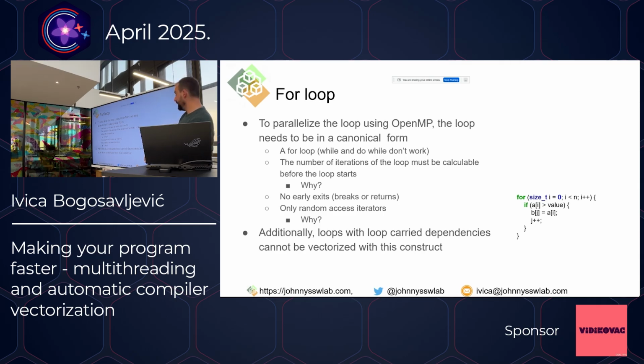This one is a copy: if A of I is greater than value, put it into B of J. So you take A and copy all the values that are bigger than value to B. But you cannot use OpenMP here. It won't produce good results. You know why? Yes, J is the problem. J doesn't develop predictably. It can grow in 1 iteration, then stop in another, then grow 3 iterations, then stop 2 iterations, and so on. So you cannot use it. It's called loop carried dependencies.